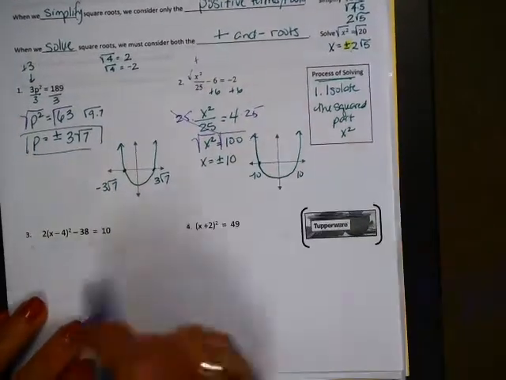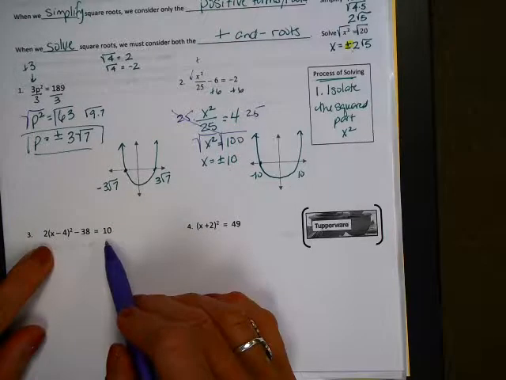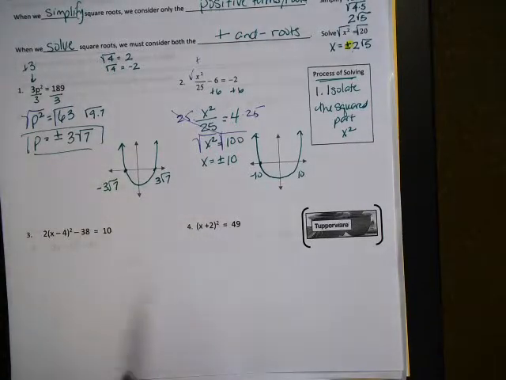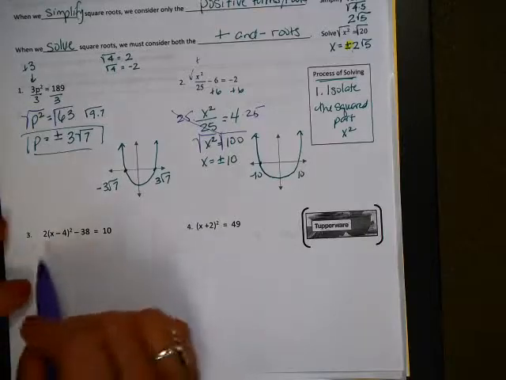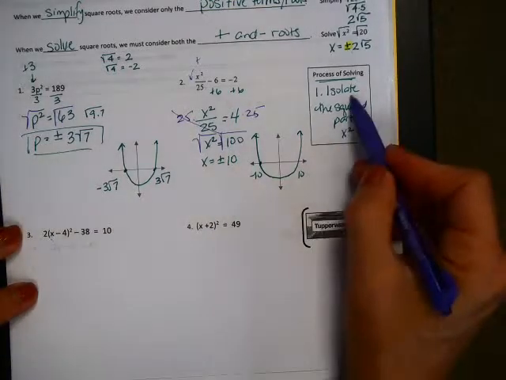So let's jump down to number 3. Actually, this is in vertex form. It would be easy to graph if we needed to, but we really aren't graphing. We are trying to solve for x. So my first step is to isolate.